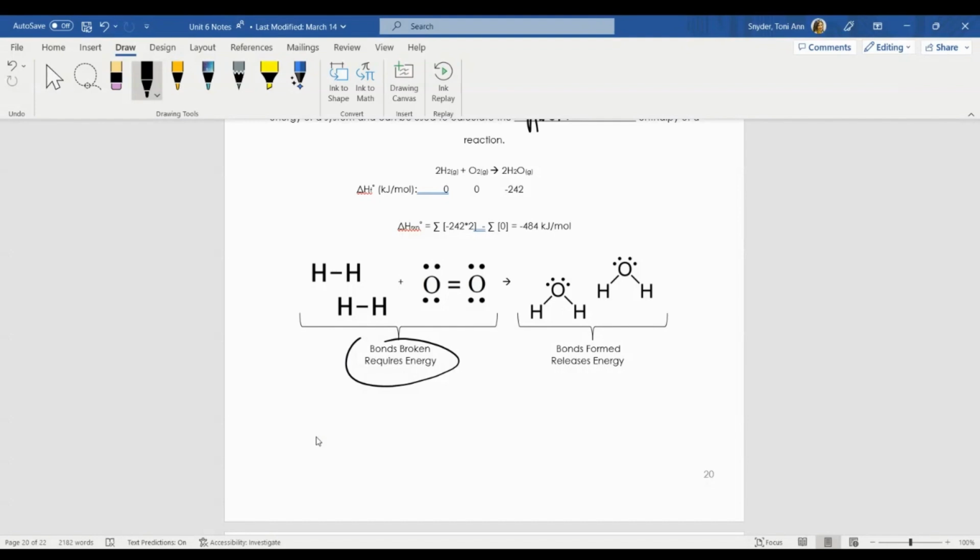However, when I form new bonds, in this case I'm forming 4 oxygen-hydrogen single bonds. I have 1, 2, 3, 4 bonds. Those bonds are going to release energy. So depending on how much energy is required to break the bonds compared to how much energy is released when those new bonds form, that's going to tell us the heat of the reaction.